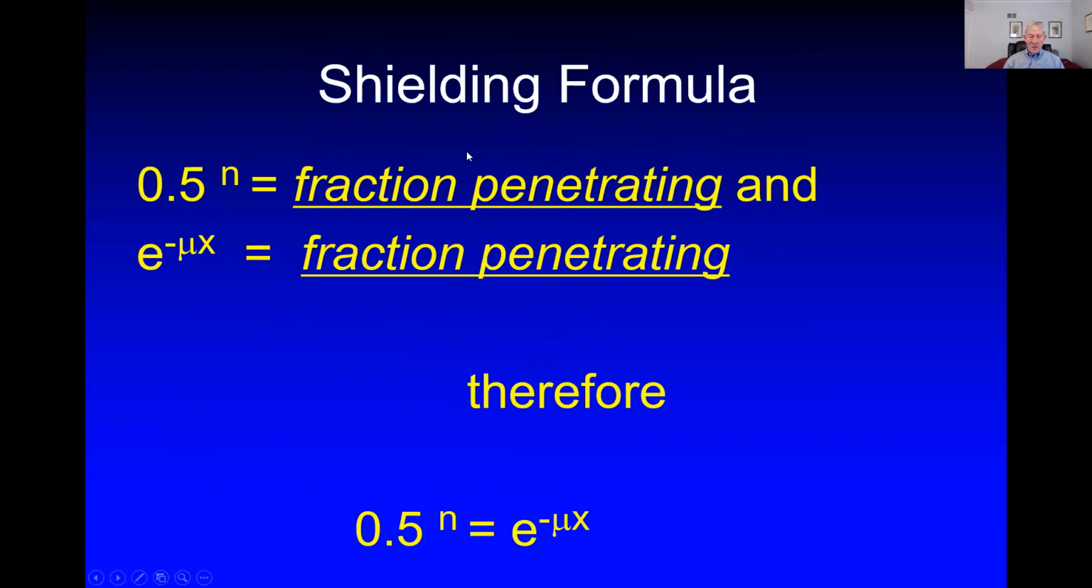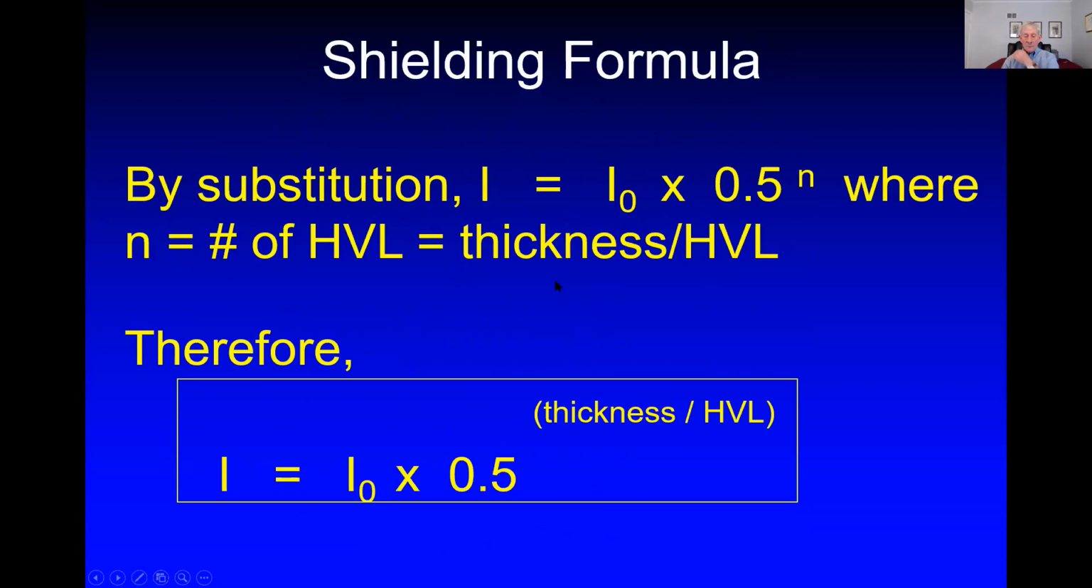So let's go back here, just like before. We just proved that the fraction penetrating equals this. It also equals this. So here it is. These two are equal. Let's substitute 1/2 to the n for e to the minus mu x, and look what you get. I is I0 times 1/2 to the n. Identical in format and concept to A equals A0 times 1/2 to the n. The only difference here is this is a number of HVLs. And with the activity equation, of course, it was a number of half-lives.